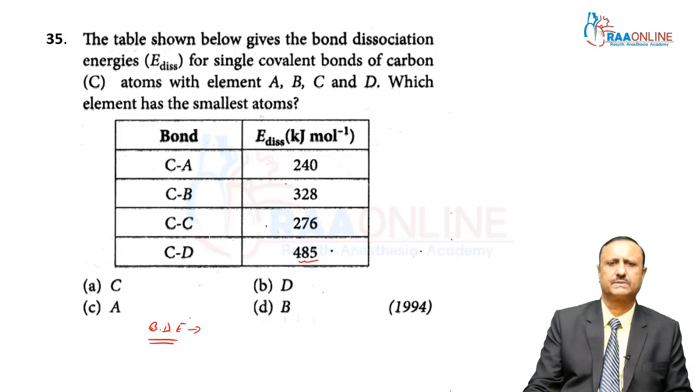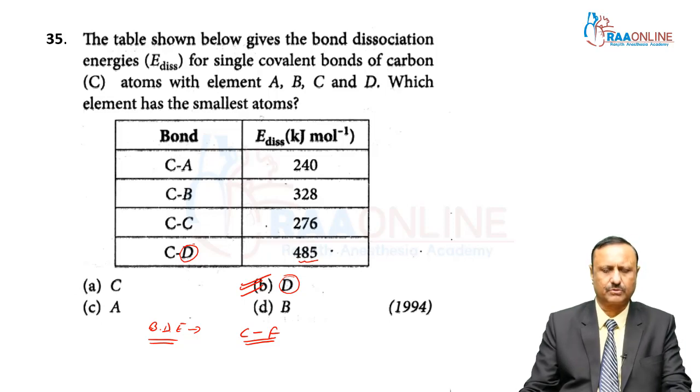So, C and D, C is a common carbon; A, B, C, D means this element is A, and the D element is the smallest in size. So it is the smallest atom. For example, you can take CF. In the CF molecule, you get a high bond dissociation enthalpy. So, my dear students, you can go with option B. Question number 35, answer is B. Now, we can go to question number 36.